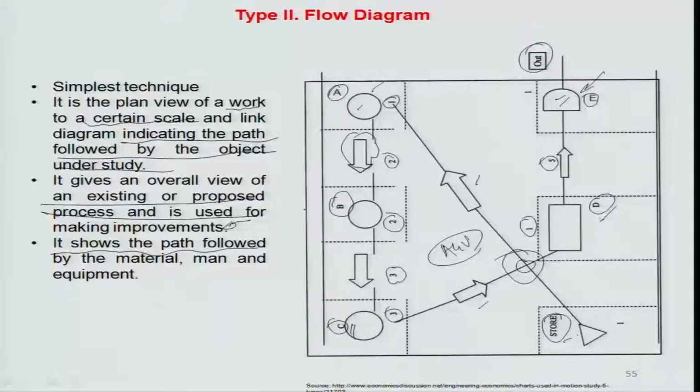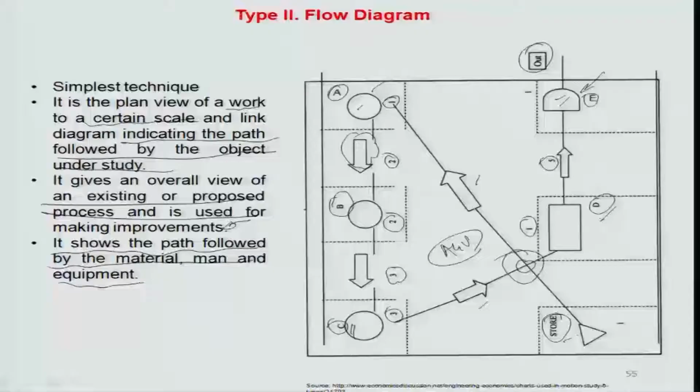So it is a very important layout requirement that there should not be any hindrance to the flow, and based on that you take certain decisions and also change certain layouts. So it shows the path followed by material, man and equipment in a very uniform manner. So try to build as much parallelism as possible into planning such layouts. That is the whole idea. So this is a flow diagram.